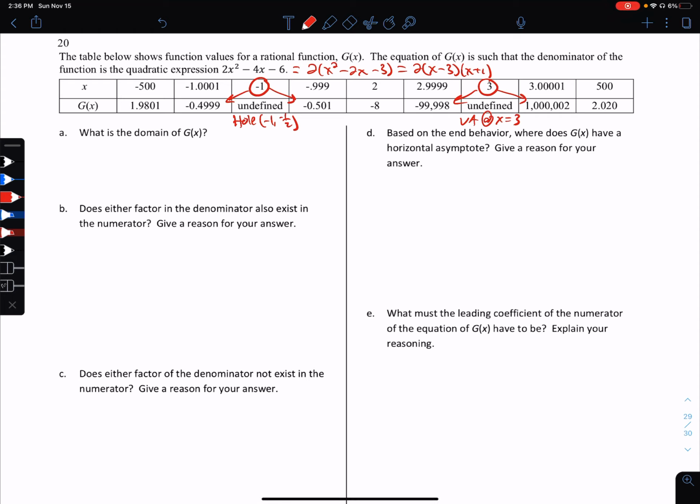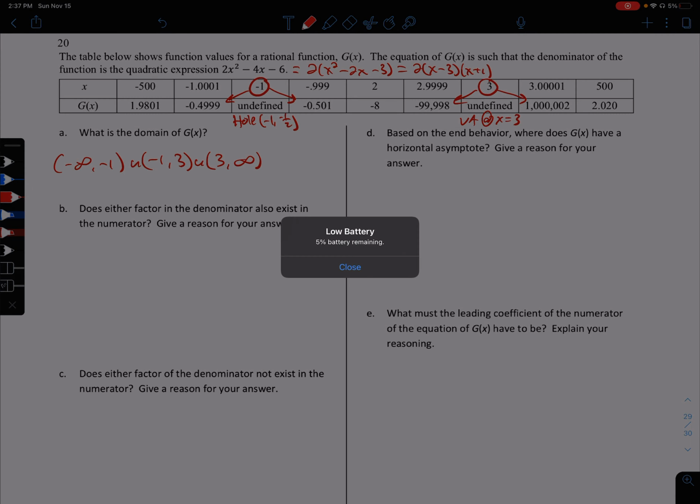So the domain is everything but the x values that are not included. These two are not included because there's no y value. So the domain is going to be -infinity to -1, in union with -1 to 3, in union with 3 to infinity. Does either factor in the denominator also exist in the numerator? Give a reason for your answer. Well, it has to happen because we believe there's a hole in this graph.